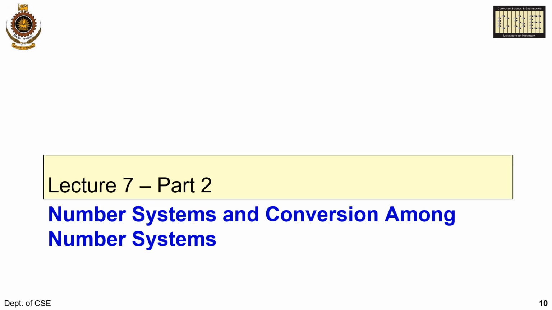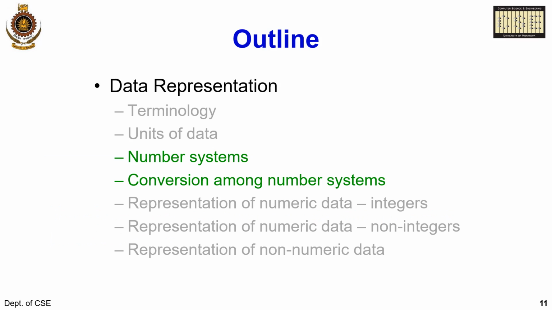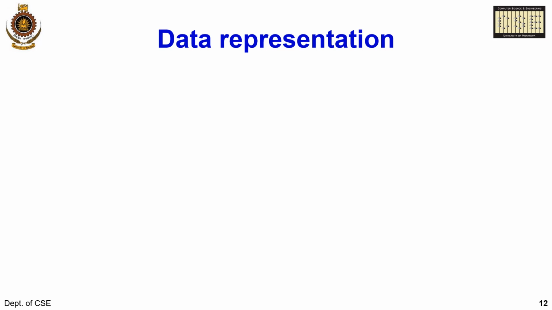Let's start part 2 of this lecture. Here we will be talking about number systems and conversions among different number systems. Let's talk about the two main types of data representations, which are the numeric data and the non-numeric data.